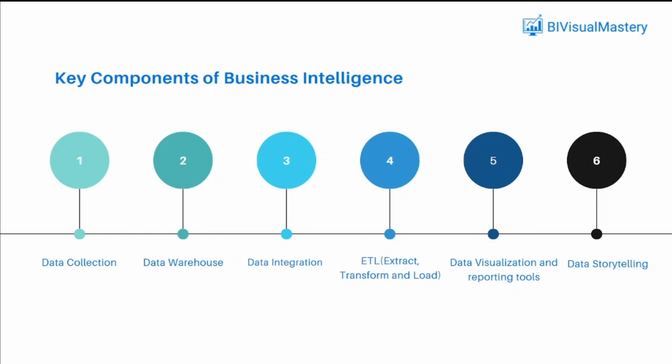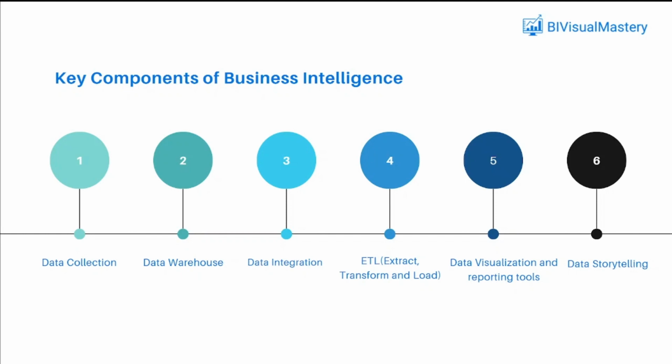Extract, transform, and load is a type of data pipeline that enables data to be gathered and brought into a data warehouse or other unified destination system. Business intelligence reporting tools allow users to create and distribute reports and dashboards. These tools help to transform complex data into easily understandable charts, graphs, and visual representations, allowing decision makers to monitor trends and performance.